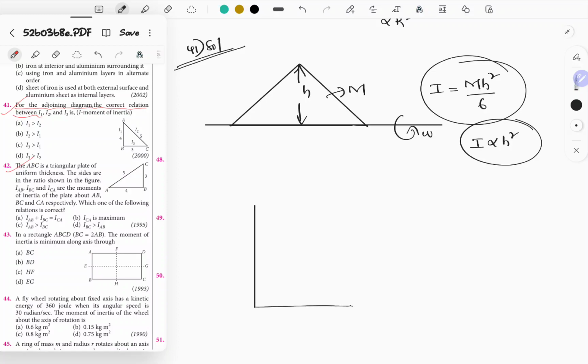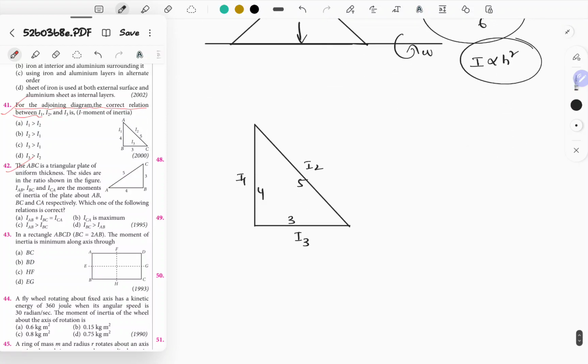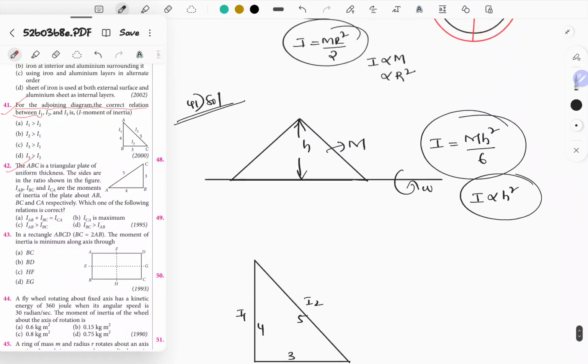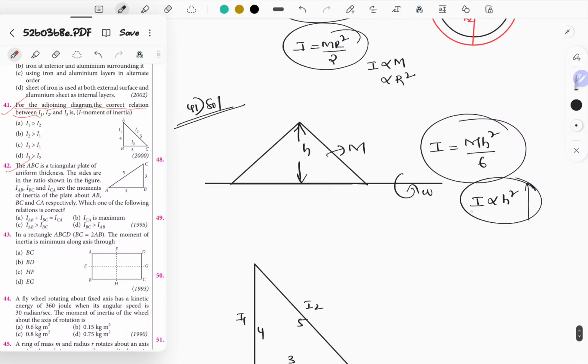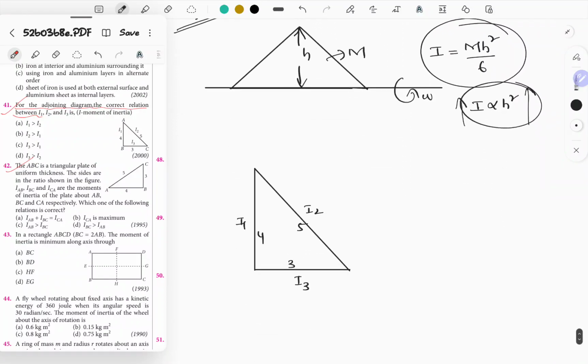Here it is. So the 41st question is represented like this. It is I1, I2 and I3. So the I1 side is 4, the I2 side is 5, and the I3 side is 3. One thing you have to remember is if h is greater, definitely I is also going to be greater.